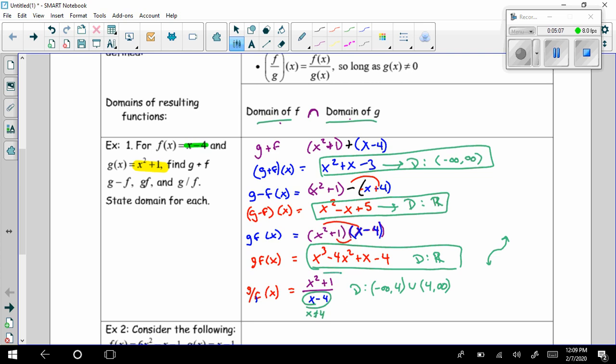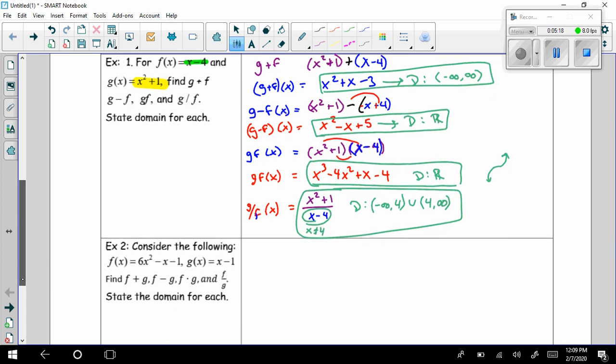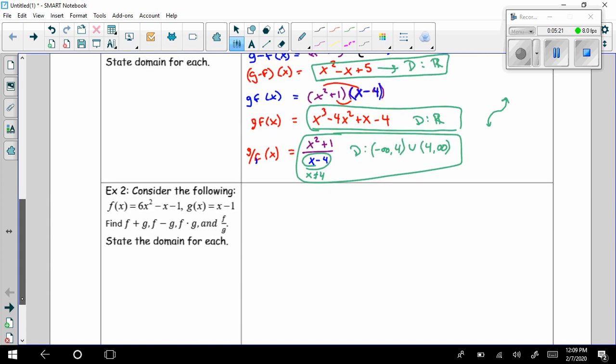Looking again, once more, at that resulting function and what its domain would be. Don't worry about the domains of them individually. That resulting function, after you simplify it, will show you what that can be. All right.